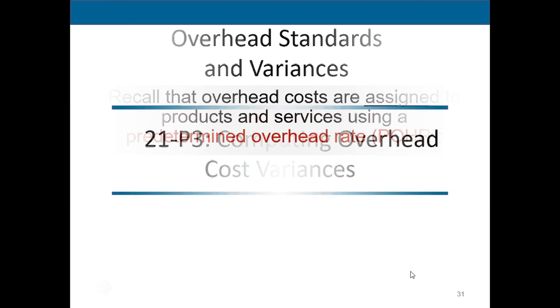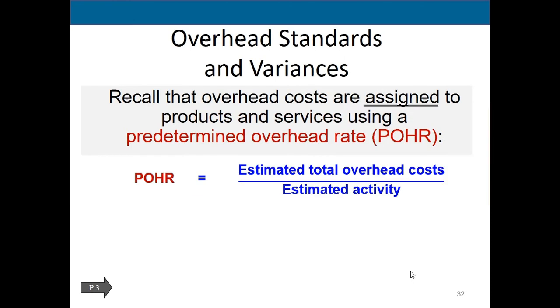All right, so finally we get into the overhead standards and variances. We did direct material, we did direct labor. We have to deal with overhead. Just as a reminder, that predetermined overhead rate is calculated by taking estimated total overhead cost divided by estimated activity. Remember, all actual overhead goes into a bucket, but then we use the standard rate to pull money out of the bucket and apply it to our jobs.